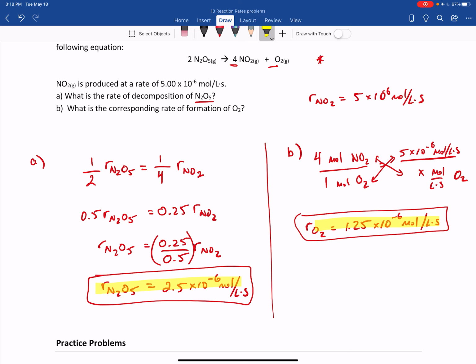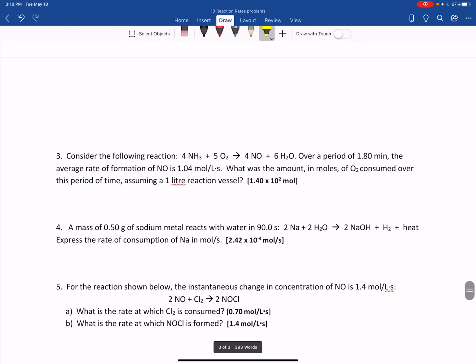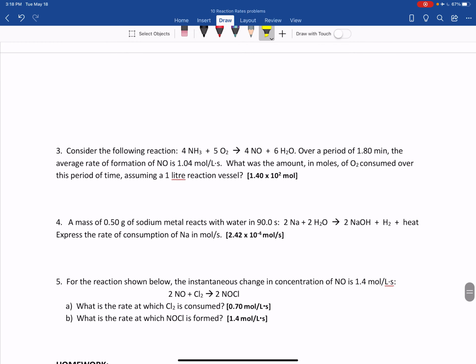So I hope that helps. You can see the practice problems right below here with some answers in bold. You can pause the video if you don't have access to this and attempt those questions there. So I hope that helps, and good luck.